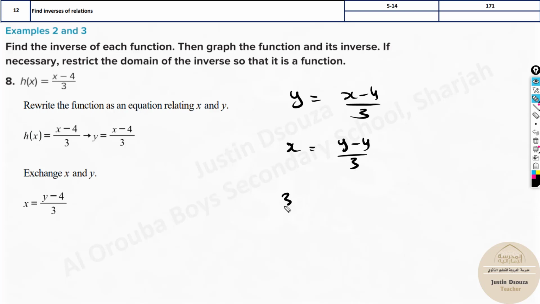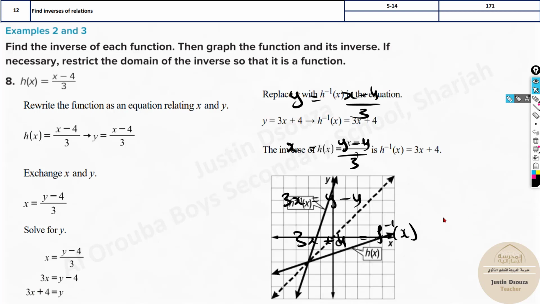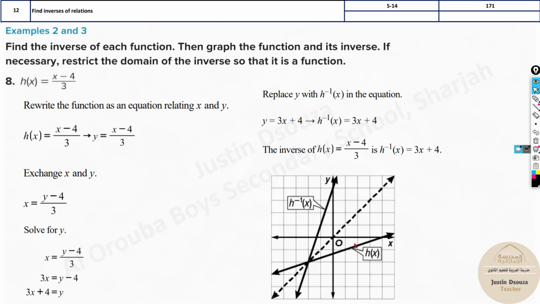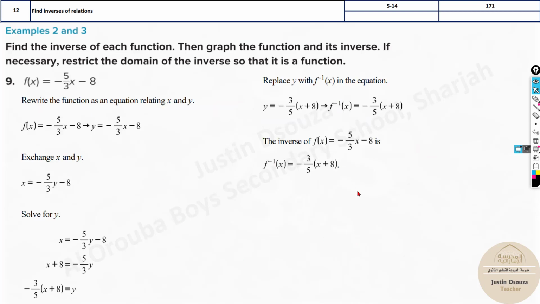Now take the 3 to the other side, it will be 3x equals y minus 4, so 3x plus 4 equals f inverse of x. So you can directly write this as well. This will be the answer, 3x plus 4. That is the inverse function. You can see 3x plus 4. Then graph it up. This is again the same. Please go through the solution.